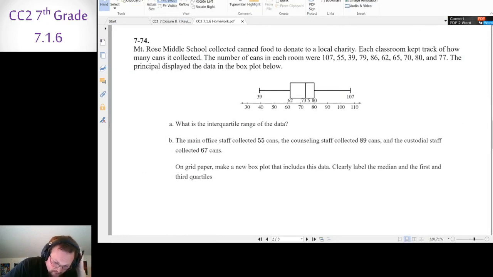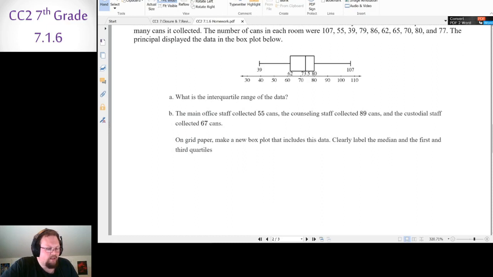7-74 is going to ask you to find the interquartile range of the data. That just means you take the 3rd quartile, which is listed as 80 here. That is the line right here on your box and whisker plot. 80 is your upper quartile, and 62 is your lower quartile, so your interquartile range is just 80 minus 62.